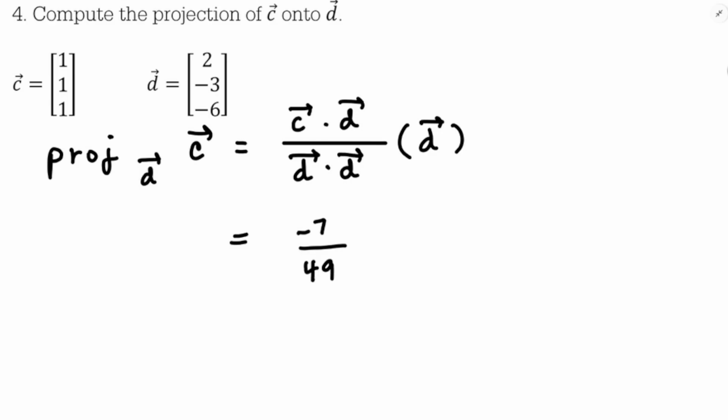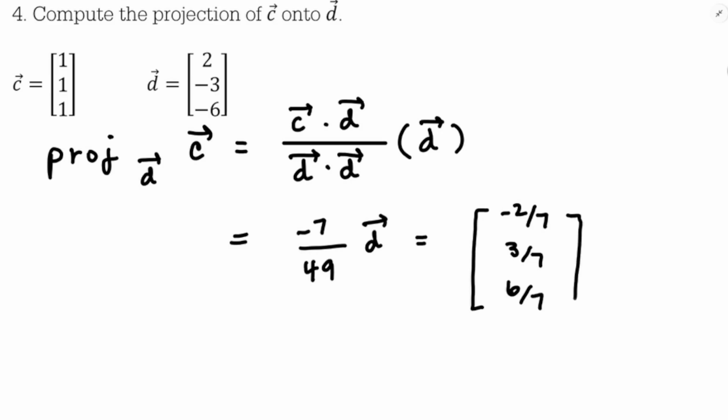That's a Pythagorean quadruple. So it must have been, I don't know, maybe I used this for a different version of this problem set. So I multiplied D by negative 7 over 49, or negative 1/7, and that's going to be equal to negative 2 over 7, positive 3 over 7, and positive 6 over 7.